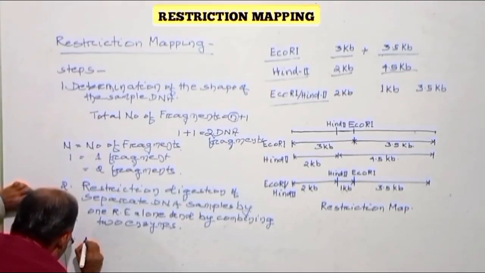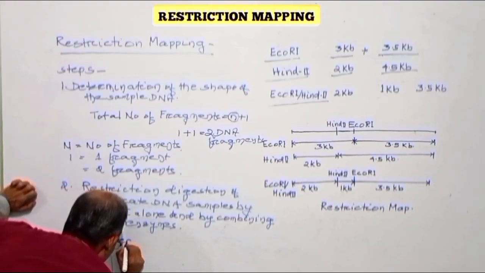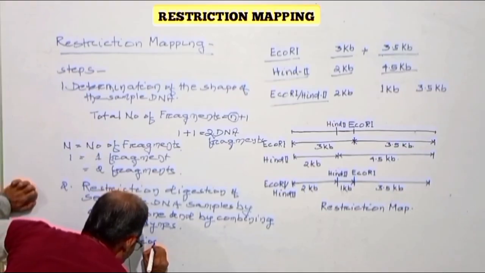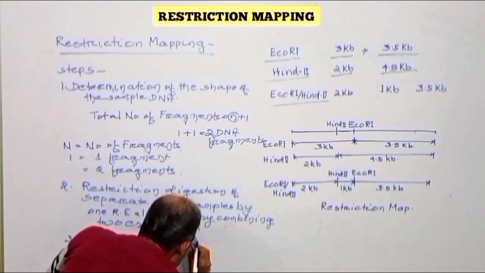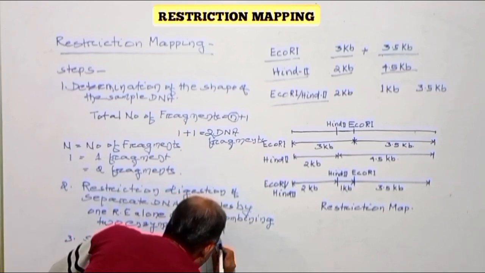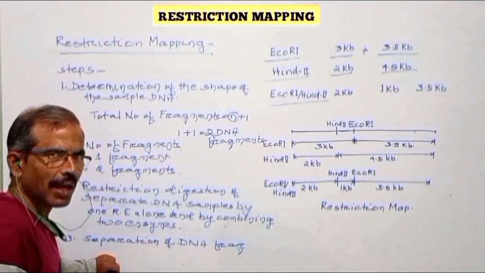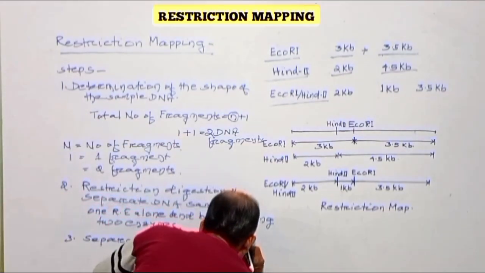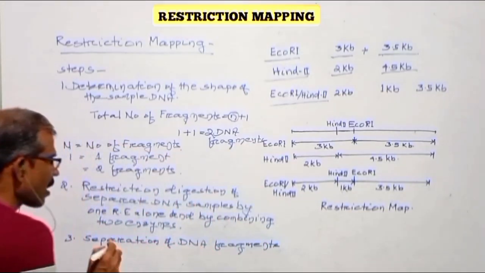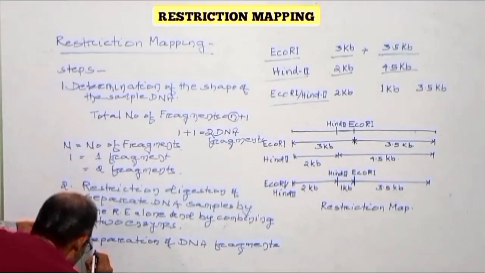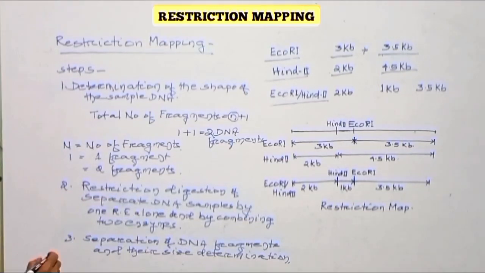The third step is separation of DNA fragments obtained from restriction digestion by different enzymes by agarose gel electrophoresis, and their size determination.